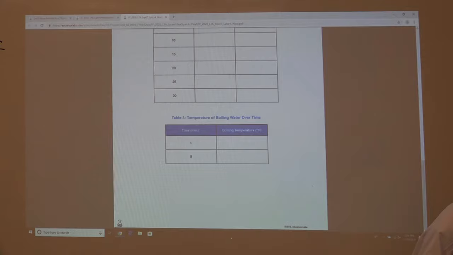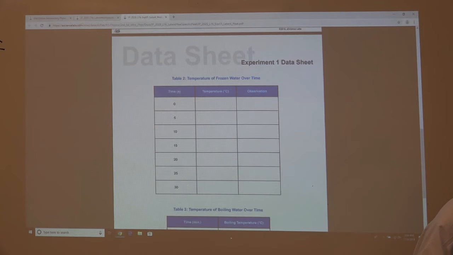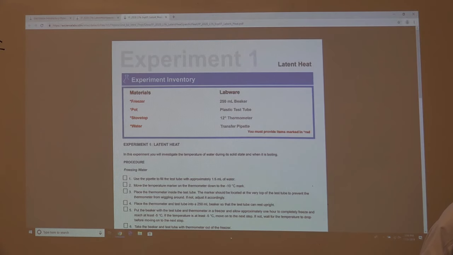I think that this table 1. Just give me 1 minute. Okay, because I'm trying to find their table 1.